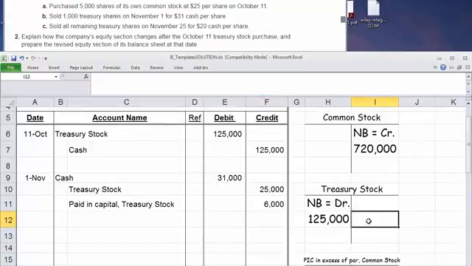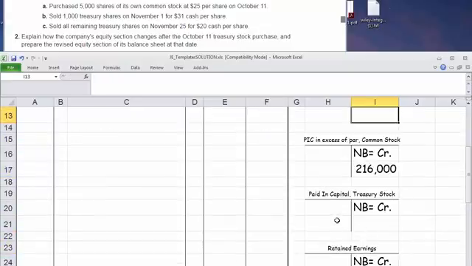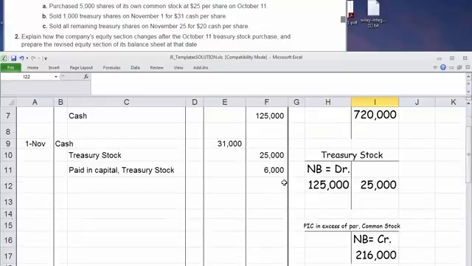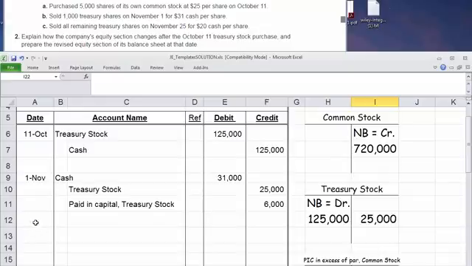And what'll happen is our treasury stock account is going to be reduced by the 25,000, and our paid in capital treasury stock is going to be increased by the 6,000. And you'll see the normal balance of paid in capital for treasury is the same as the paid in capital in excess of par for common stock. And then that will conclude our journal entry for part 1B.